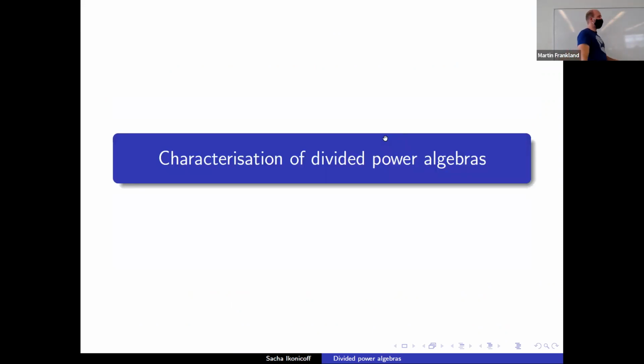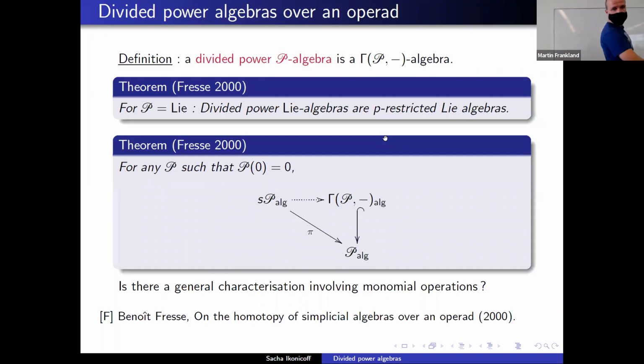I'm sorry, Sacha, can you just go back to the previous slide? Yeah. The forgetful functor that forgets the divided power operations is always faithful, but rarely full. Yes, I think that's exactly what you said. If you take two divided, no, wait, it's full, but it's rarely faithful. So you can find all the P-algebras with a divided power structure, but two divided power algebras can have the same underlying P-algebra.